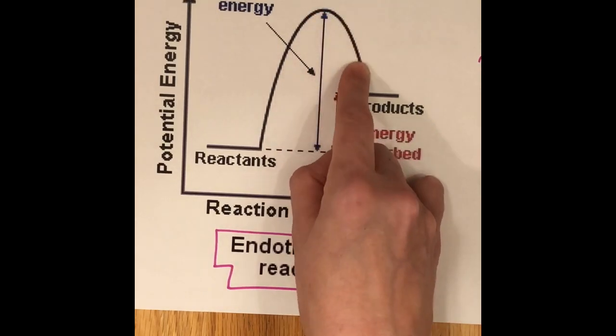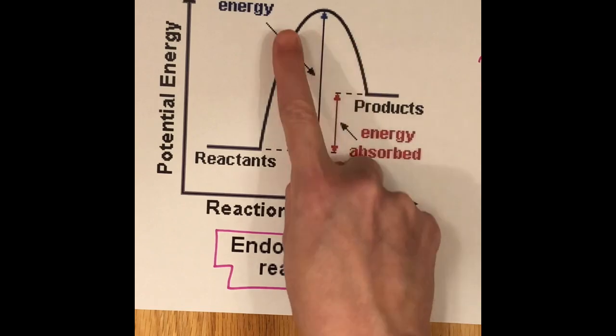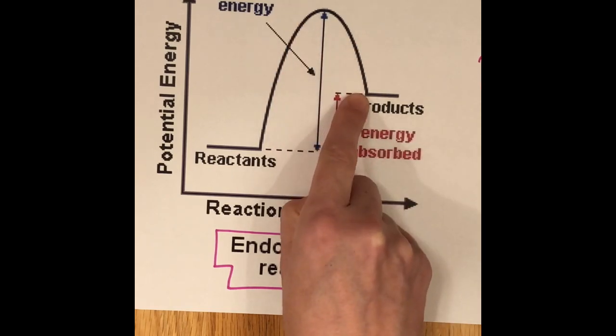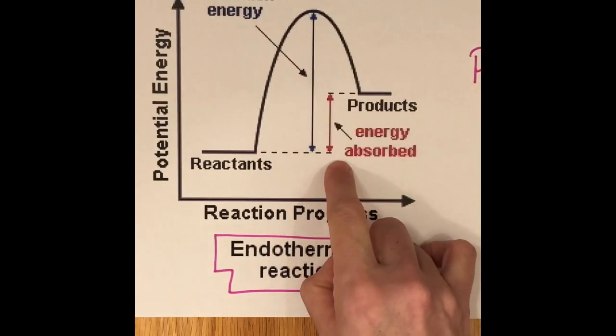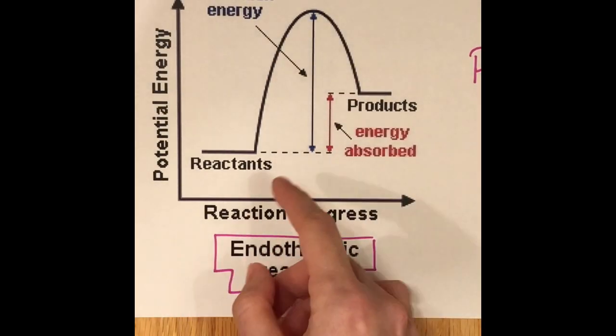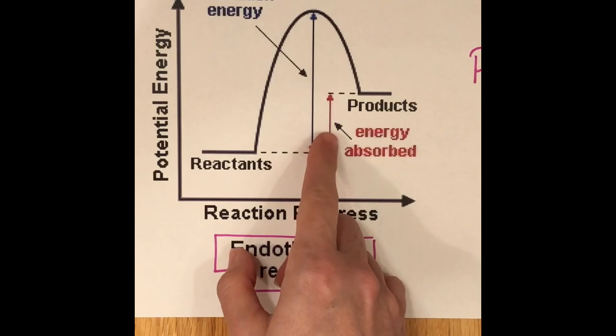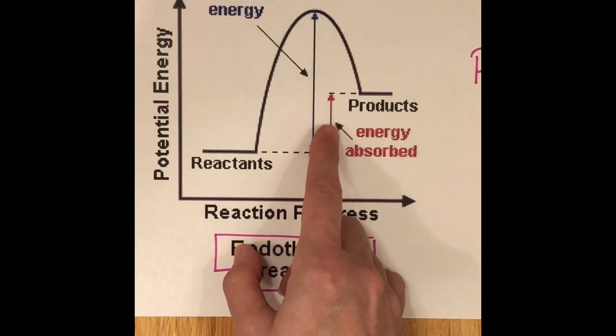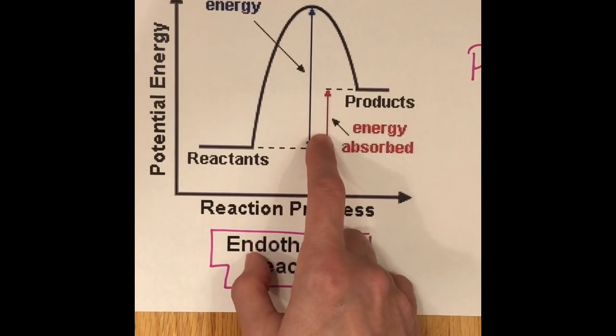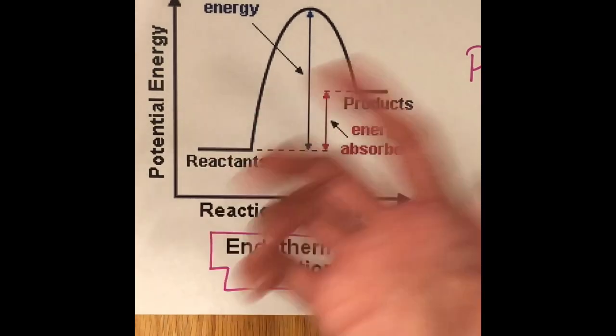And then they're releasing to make the products. But look how little they release. They absorb a ton more than they release. So therefore, they have more energy that they absorb. This is the difference, right? The difference left over is what happens here. So there's more absorbed than was released.